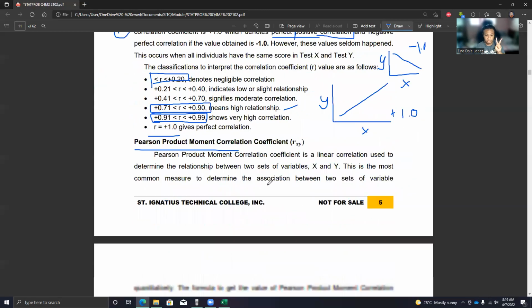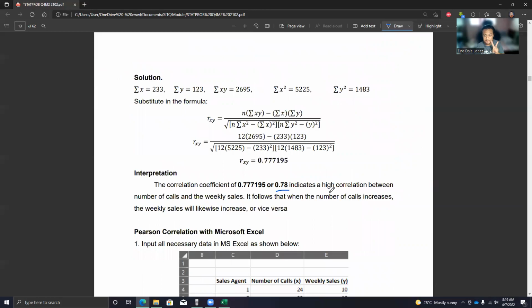Number 2, what I will look for is what it means, whether high relationship or low relationship. It follows that as the number of calls increases, the weekly sales will likewise increase, or vice versa. So if the weekly sales increase, it means our agent keeps calling many of his clients.